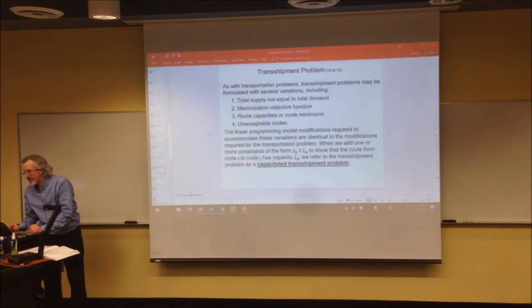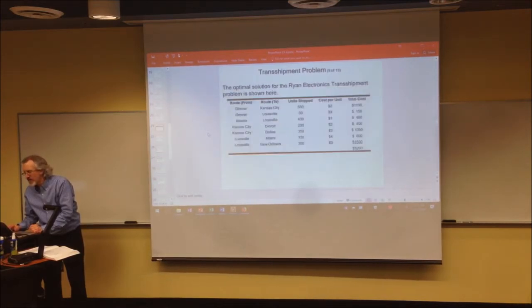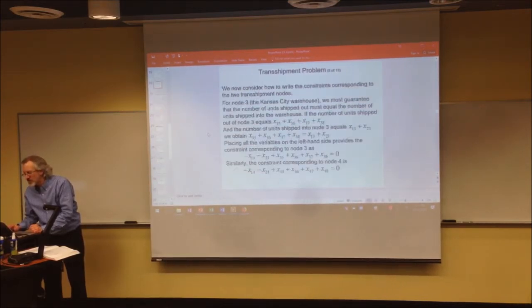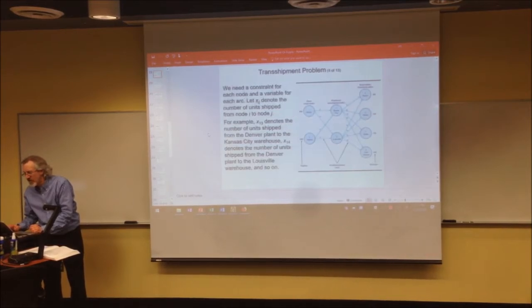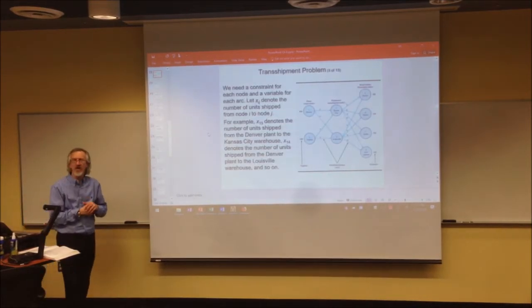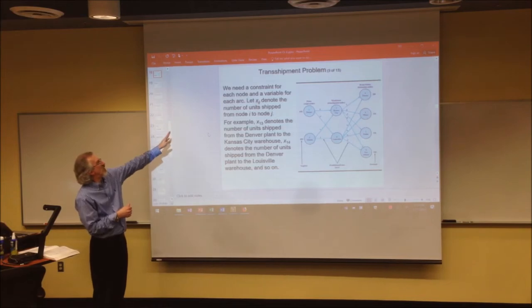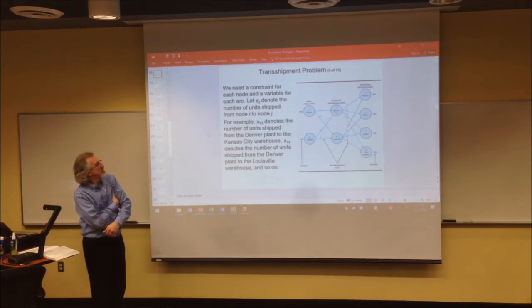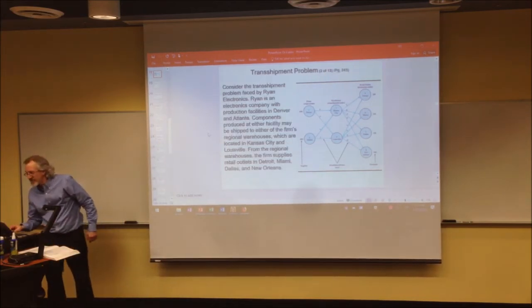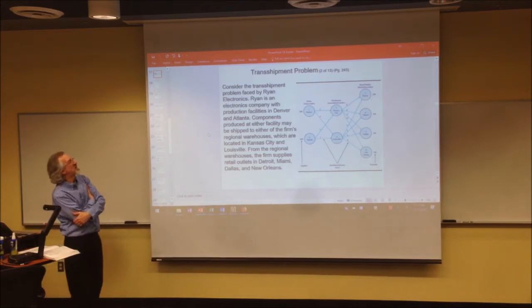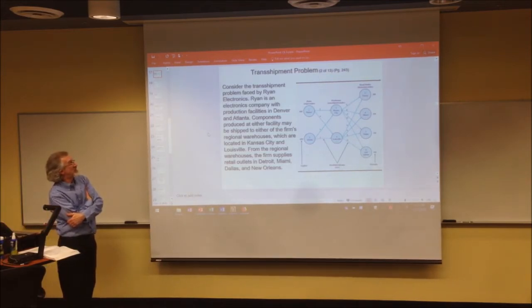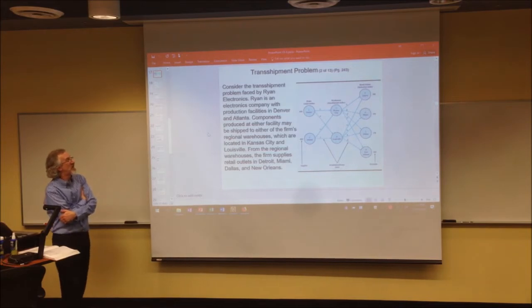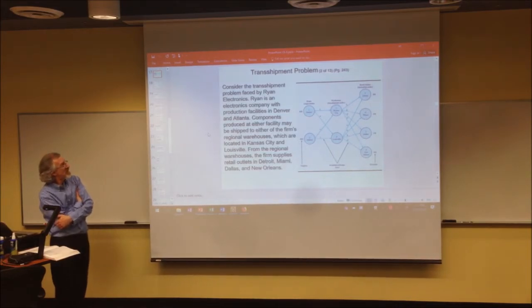All right, look at this one. Wait, you know what? I want to read this story real quick just to make sure you see this transshipment. I want you to visualize it, and then we'll go on to assignment. It says, we need a constraint for each, that's not the story. Is this the story? Here we go. Consider the transshipment problem faced by Ryan Electronics. Ryan is an electronics company that has production facilities in Denver and Atlanta. Components produced at either of these facilities may be shipped to either of the firm's regional warehouses.